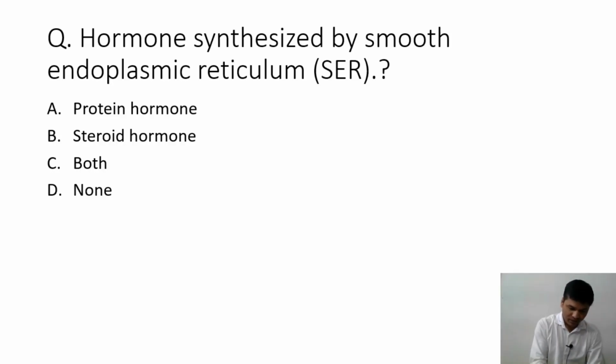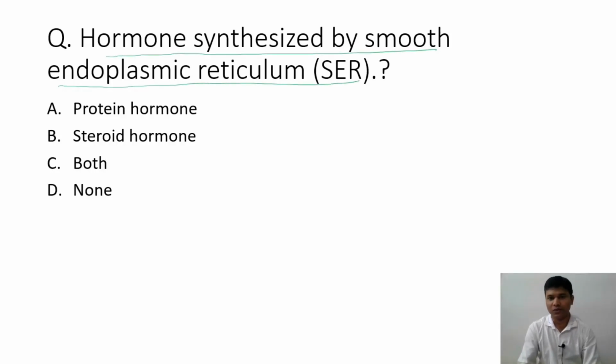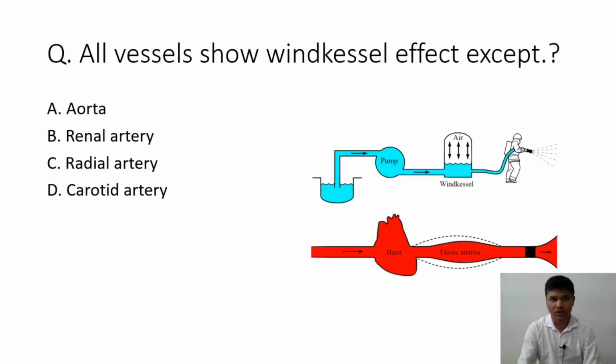Hormone synthesized by the smooth endoplasmic reticulum. I think all of you know the answer, so nothing to say. That is the smooth endoplasmic reticulum. The answer is steroid hormone. Let's move to the next question.